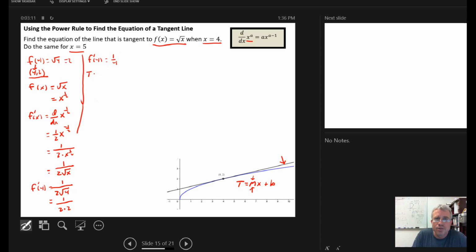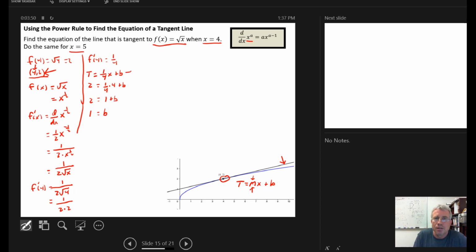So the tangent line is going to equal mx plus b, but m is the slope of the line. 1/4 is the slope of this line, so it's 1/4 x plus b. And I've already calculated this point on the line, so I use that to figure out what b is. So plug in, when the output is 2, 1/4 times the input, which is 4, plus b. So 1/4 of 4 is 1. I get 2 equals 1 plus b, and then subtracting 1 from both sides, I get 1 equals b. So that's the location of the y-intercept.